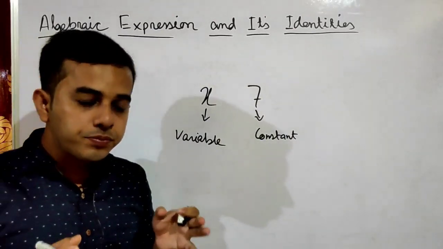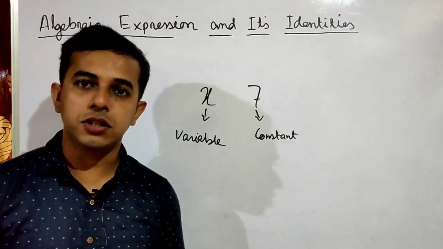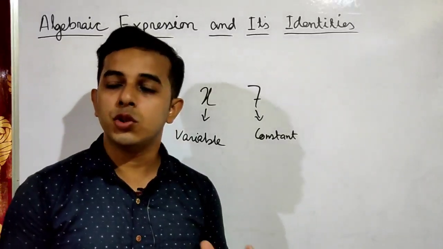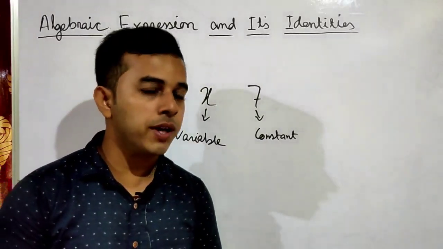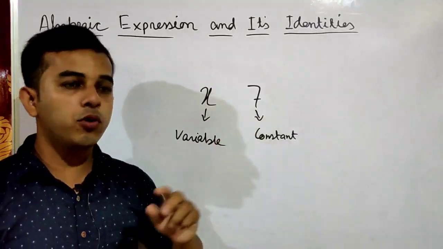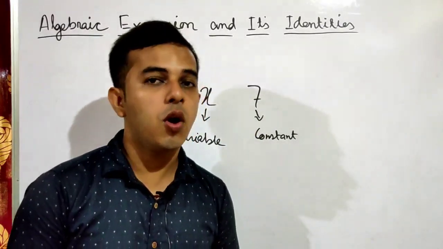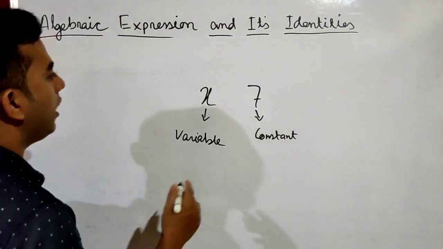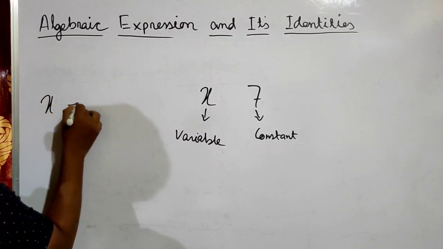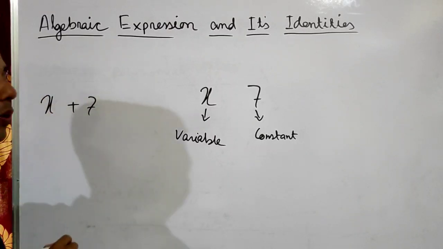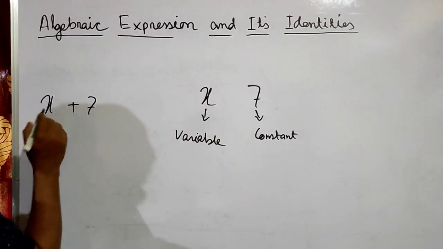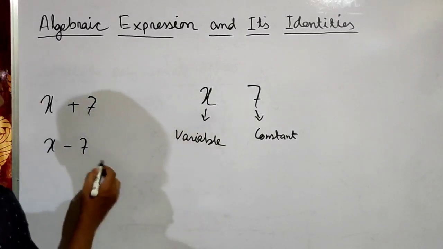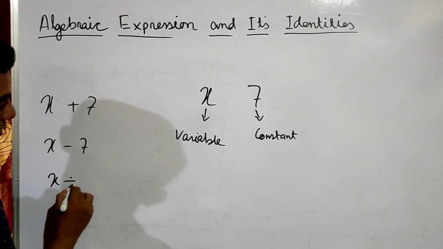Now to make an expression, these constants and variables are joined with one another by the four operations of maths. That is, either this x and 7 will be joined with addition or subtraction or multiplication or division. Clear? Any one of them. So for the first case, if we write for addition, it will be x plus 7. This means 7 is added to x. Next, if we put a minus sign, it will be x minus 7. So 7 is subtracted from x. Now if we divide, x divided by 7.